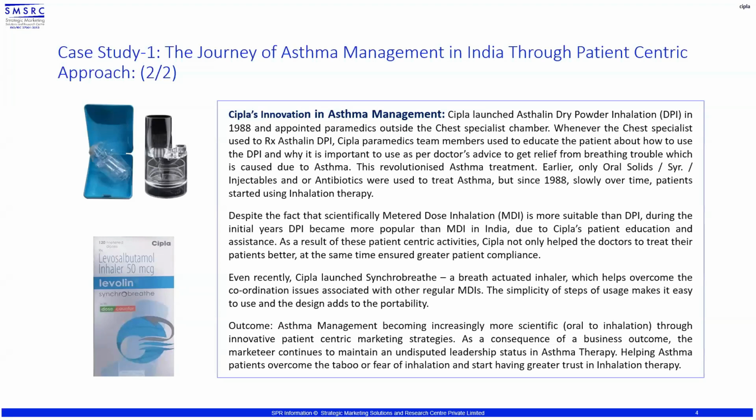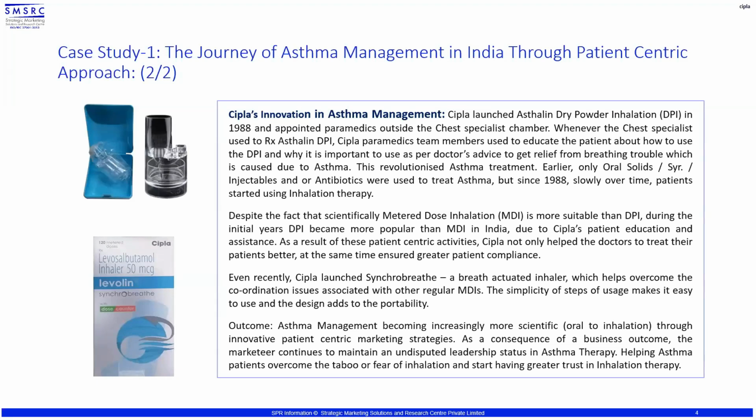Cipla launched Asthalin dry powder inhalation, DPI, in 1988, around 1988. I was thinking that it was launched slightly earlier, but anyway, the published data shows that it was launched in 1988, and they appointed paramedics. They didn't just launch and leave; they immediately appointed paramedics outside the chest specialist's chamber. They took it to the chest specialists, who are the best segment for treating asthma, but chest specialists were not able to prescribe Asthalin simply because it was not working.